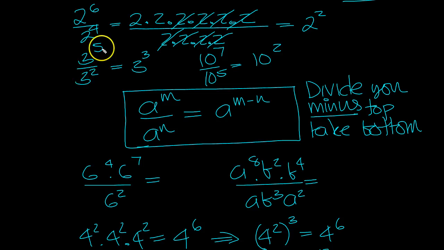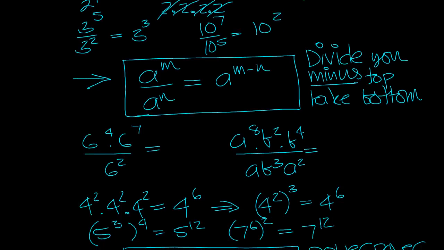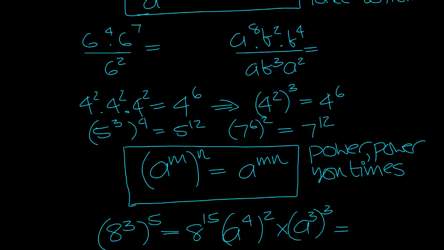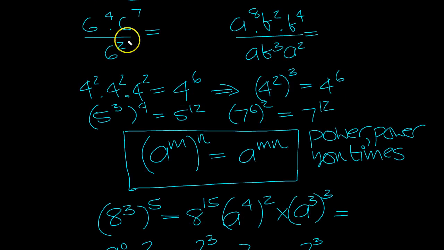Similarly here, 2 of the 3's will go away from the 5, so top take bottom will leave 3, 3 cubed, which is 27. 5 of the 10's will go from the 10 to the 7 to leave 2. 7 minus 5 is 2. So here's the general rule then, and you remember it in words as divide you minus, top take bottom, with the same base number and these indices here. So that's the situation there then. So divide you minus, top take bottom. So we can use that to work out these numbers then.